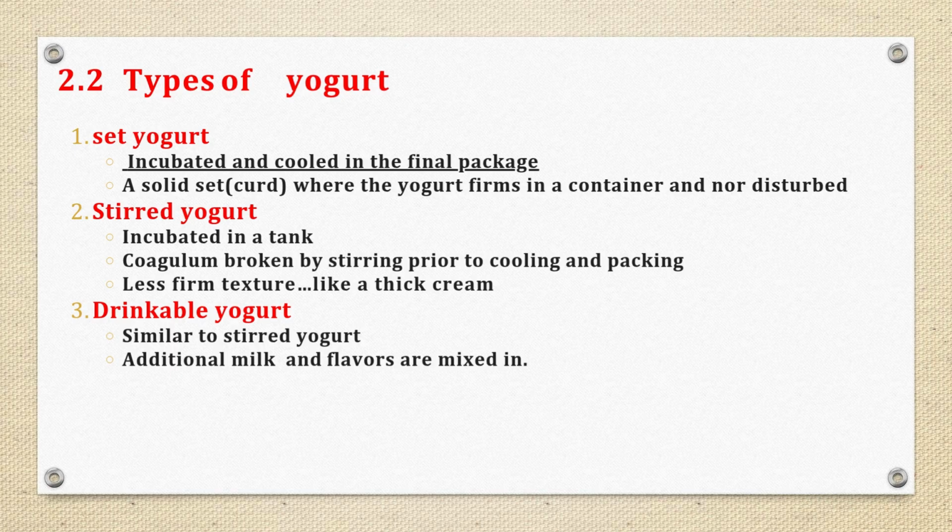Then we have stirred yogurt. This yogurt is incubated in a large tank. After incubation, the coagulum is broken by stirring before it is cooled and packed. This gives it a less firm texture, more like a thick, creamy custard. And finally, there is drinkable yogurt. This is similar to stirred yogurt, but with additional milk and flavors mixed in to create a beverage consistency.